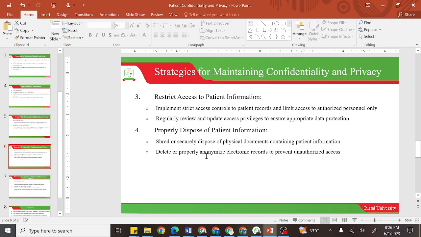If the information has been used for its purpose, you need to dispose of it. Okay, you no longer have the need to keep that health information, then you may need to dispose of that information properly. This can either be by deleting the information if it is electronic data, or you make sure that the information does not have information that can identify the clients. Okay, so this is what we call anonymizing the electronic records.